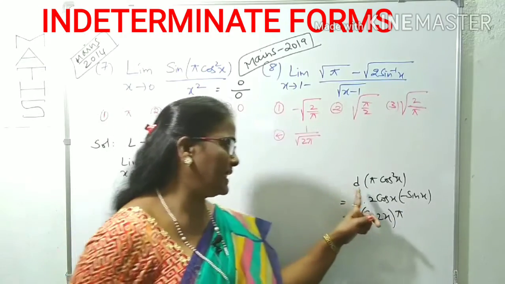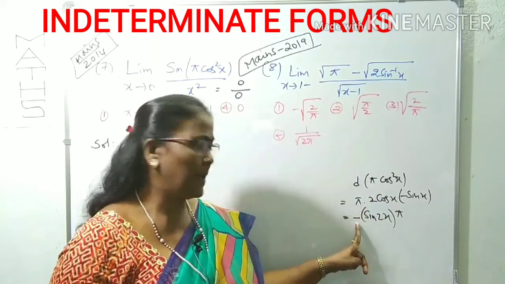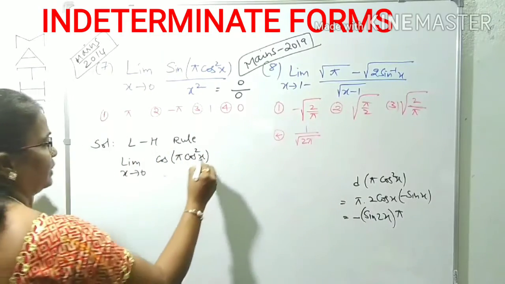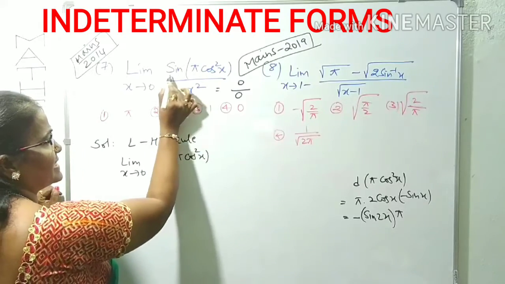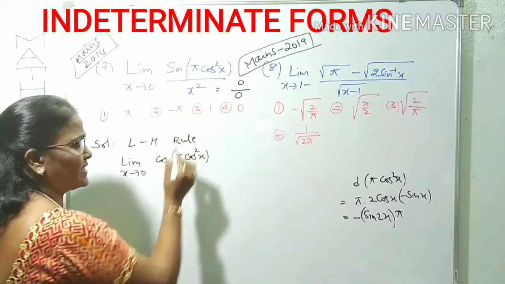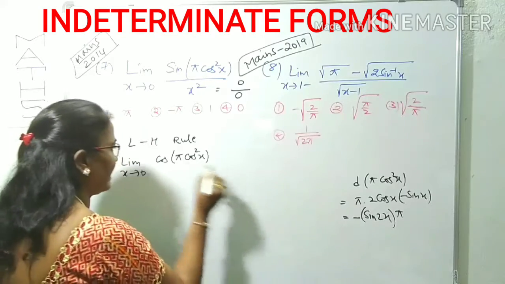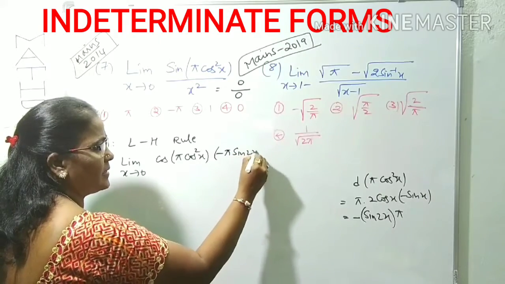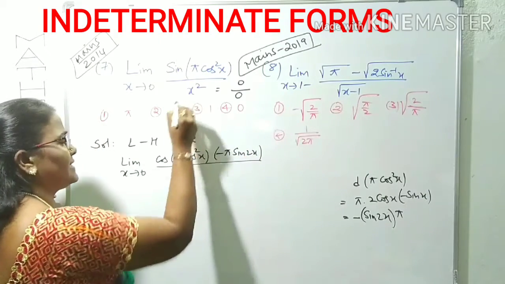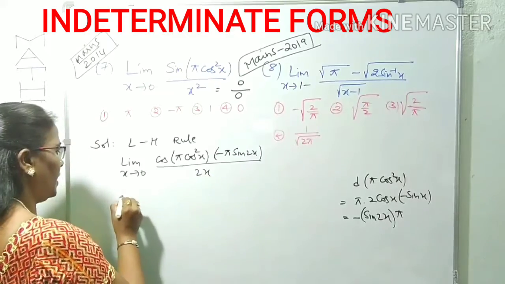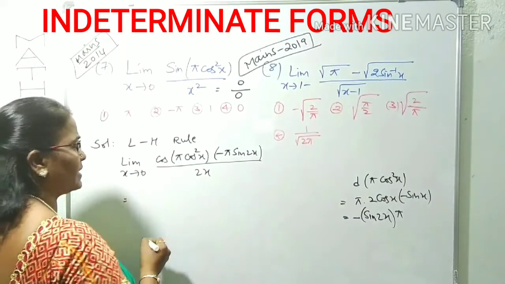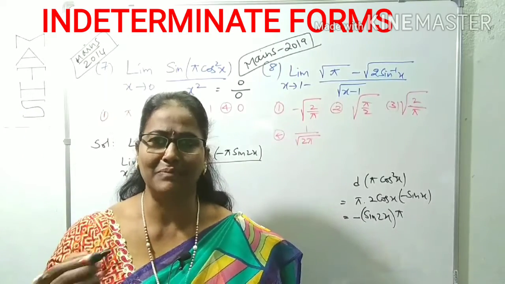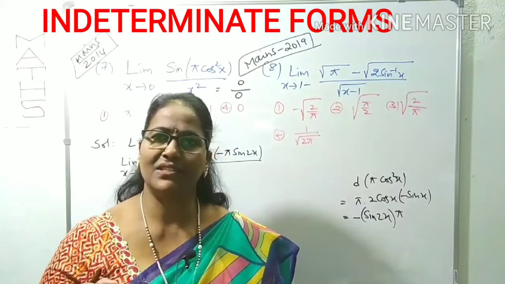What is the derivative of pi cos square x? Simply minus sin 2x into pi. That is all I am using here. Because this is the chain rule, in place of x, what is there? Pi cos square x, and we can write that derivative also. I am taking this minus outside: minus pi sin 2x upon the denominator. What is the denominator? x square, whose derivative is 2x. Now you know sin 2x by 2x according to the standard form. The limit of sin x by x as x tends to 0 is 1.